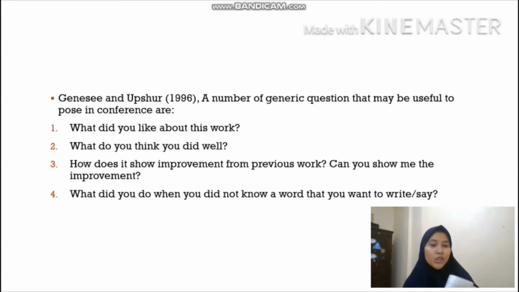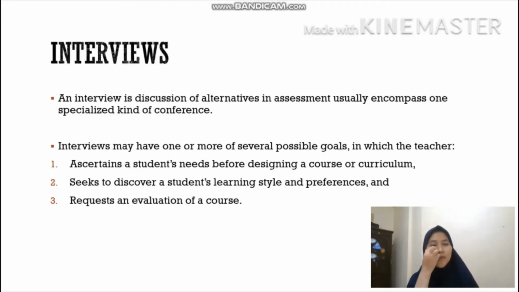What do you think you did well? How does it show improvement from previous work? Can you show me the improvement? What did you do when you did not know a word that you wanted to write or say, and so on? After asking those questions, maybe the teacher can give feedback dengan tujuan siswanya itu bisa mengimprove pekerjaan mereka menjadi lebih baik.